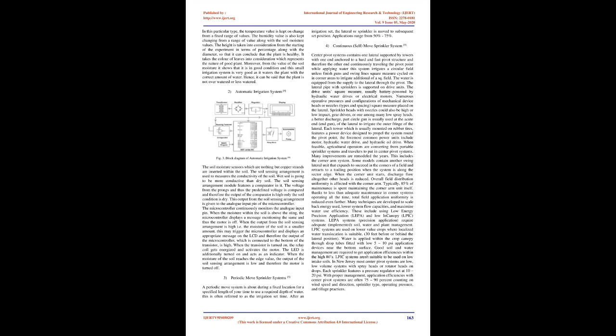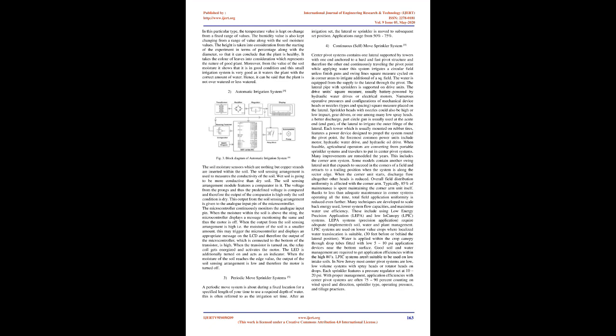The soil moisture sensors, which are nothing but copper strands, are inserted within the soil. The soil sensing arrangement is used to measure the conductivity of the soil. Wet soil is more conductive than dry soil. The soil sensing module features a comparator. The voltage from the prongs and the predefined voltage are compared, and the output of the comparator is high only if the soil condition is dry.